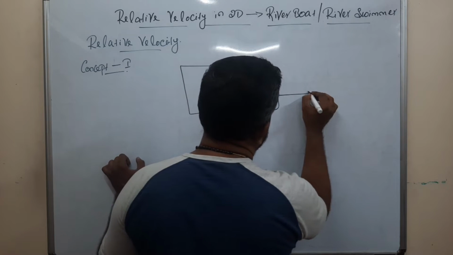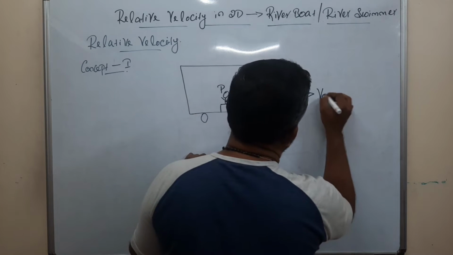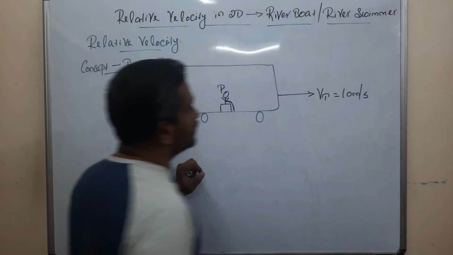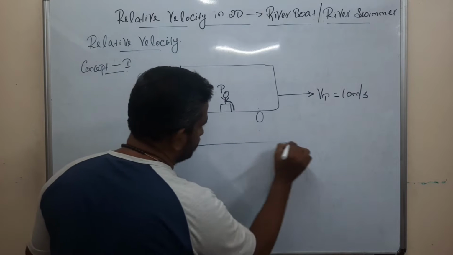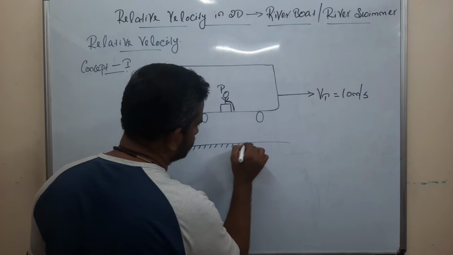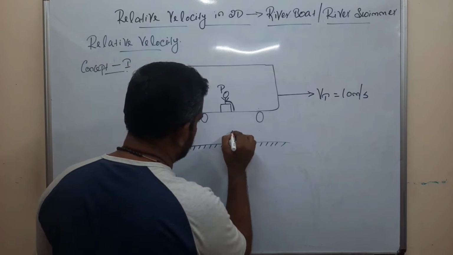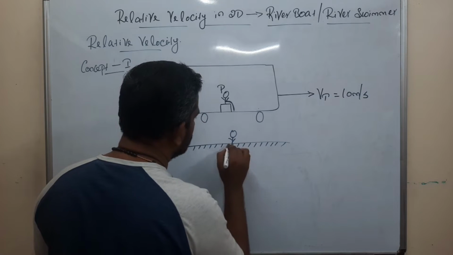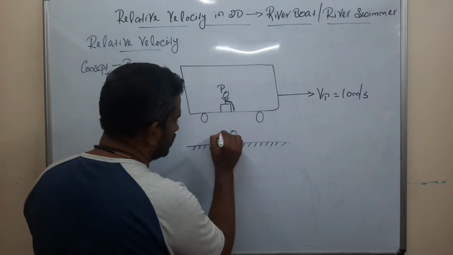The train is moving with a velocity V_T, which is 10 meters per second. This is a platform, or ground. A man is sitting on the platform. So he is the observer.